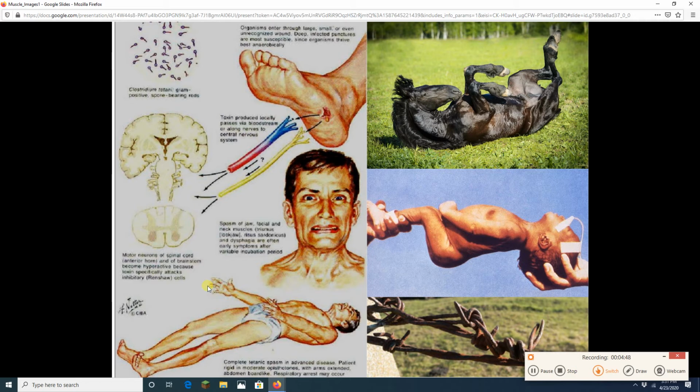There's the tetanus part. There's a horse with tetanus. This is a baby, and this is neonatal tetanus going on right here. So you don't want this. So make sure you get a tetanus shot. If you're going to step on a rusty nail, or if you're going to climb over some rusty barbed wire, get your tetanus shot first.